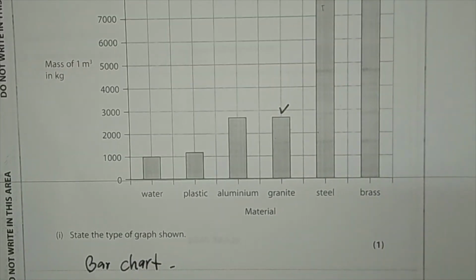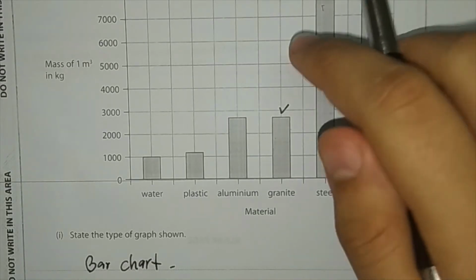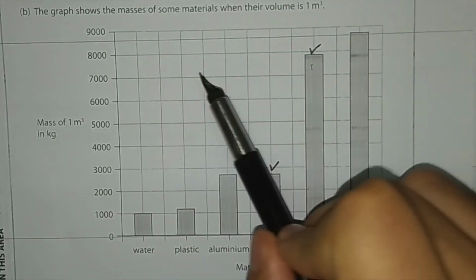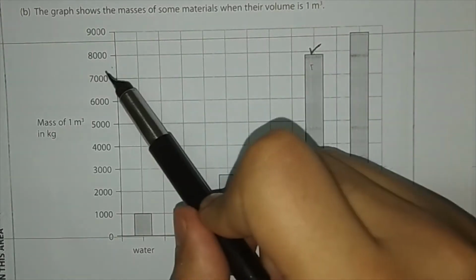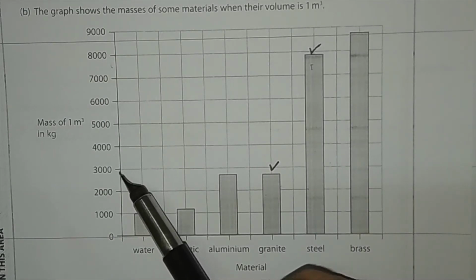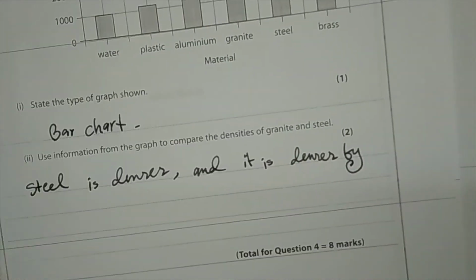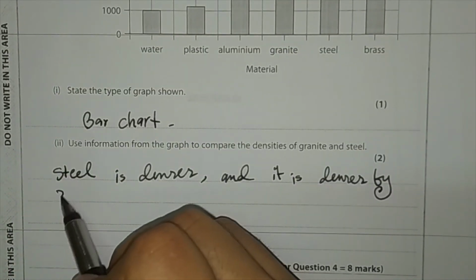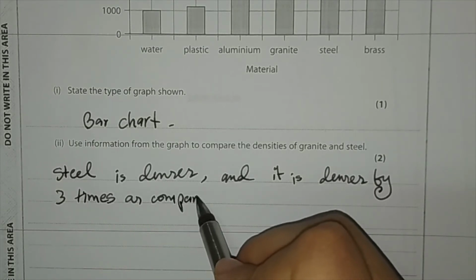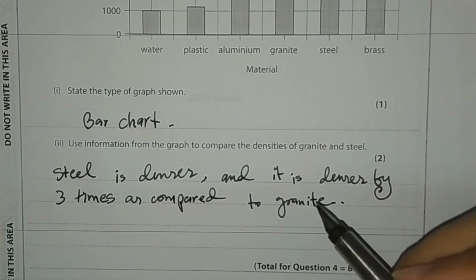So let's just quickly calculate the density, mass over volume. So volume is 1, so whatever the mass is, that's the density. So steel is almost 8,000, while granite is close to 2.75, so you can say about 3 times as much. So it is denser by 3 times as compared to granite. They are 2 marks.